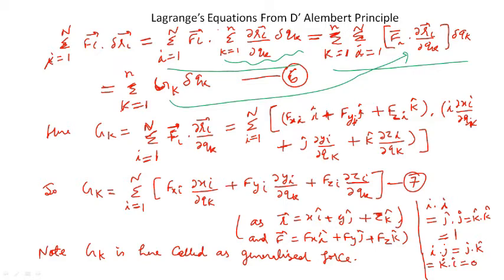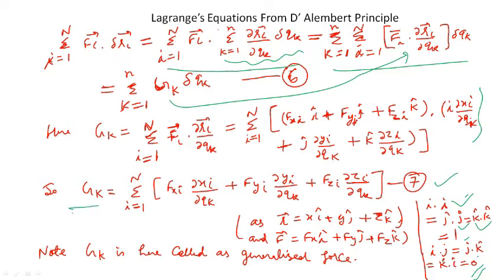You also know that i dot i, j dot j, k dot k is 1 and i dot j, j dot k, k dot i is equal to 0. Here i, j, k are the unit vectors. So this term finally becomes Gk is equal to sigma i is from 1 to capital N, Fxi into del xi over del Qk plus Fyi del yi over del Qk plus Fzi del zi over del Qk. Let us say it is equation number 7.